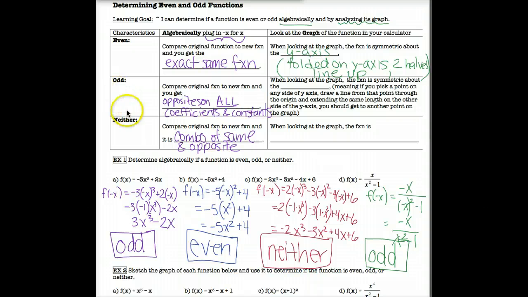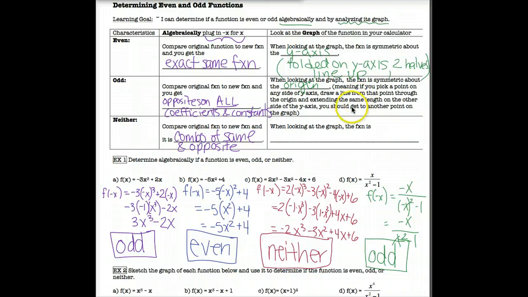Odd, however, is a little more complicated. When you're looking at the graph, an odd function is symmetric about the origin. Now, most people don't know what it means to be symmetric about the origin, so that's why I've explained it here.